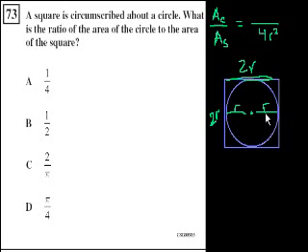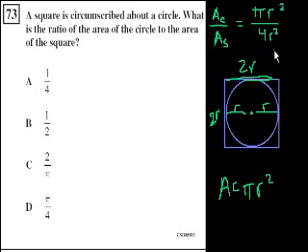The area of the circle is just pi R squared. Hopefully you learned the formula for the area of the circle. It's just pi R squared. So write that down, pi R squared. Divide the numerator and the denominator by R squared, and you're left with pi to 4. And that's choice D.